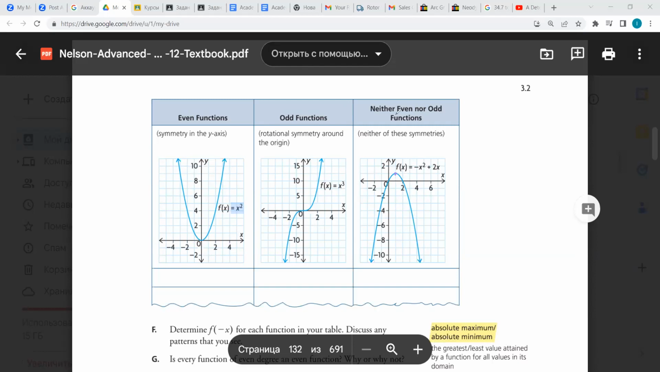For this example, where we have a neither even nor odd function, this upside down parabola, take notice, it's upside down because we have a leading coefficient -1 in front of x to the power 2. That's why it opens downwards. In this case, the absolute maximum we're gonna have on the top of this parabola, in this vertex.